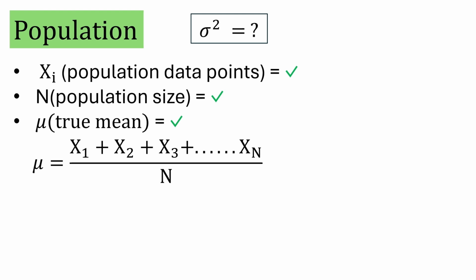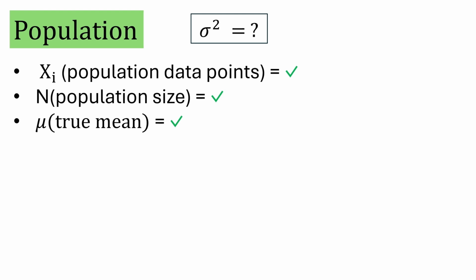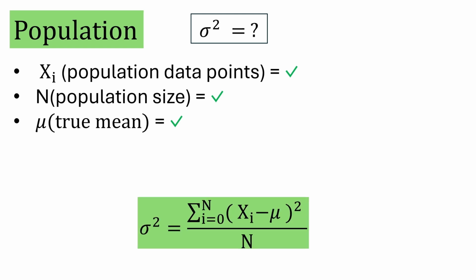Now let's assume we know each of the population data points, and it is also not so big as to cause difficulty in our calculation. Then in such a case, we will calculate the population variance using this formula, the OG formula to find the variance. This is the original formula to find the variance.